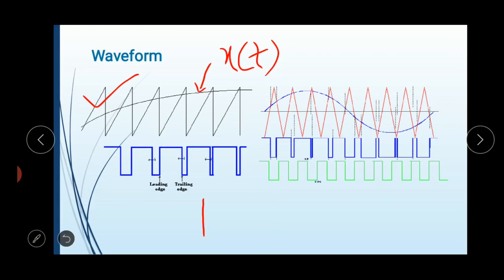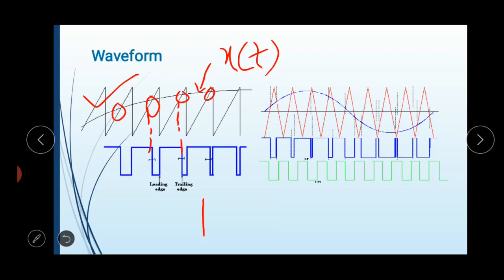So in this waveform, where x of t crosses this slanting line, slanting line means this point, this point, this point, this point, from that point we map the lines and draw the trailing edge of the pulse. So we can say that the leading edge of the pulse is fixed and the trailing edge is changing, means here it is modulated.